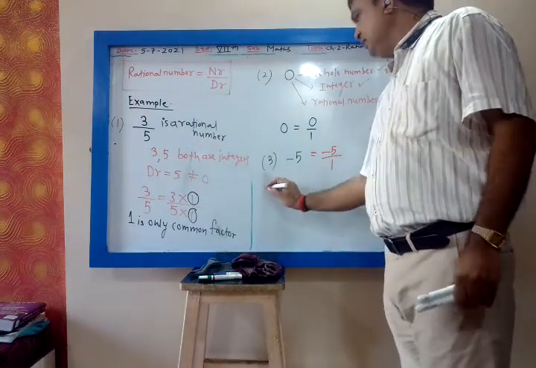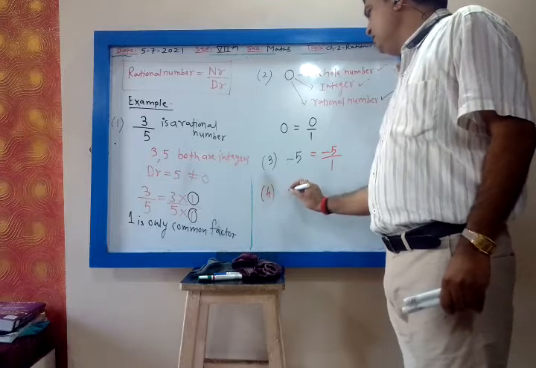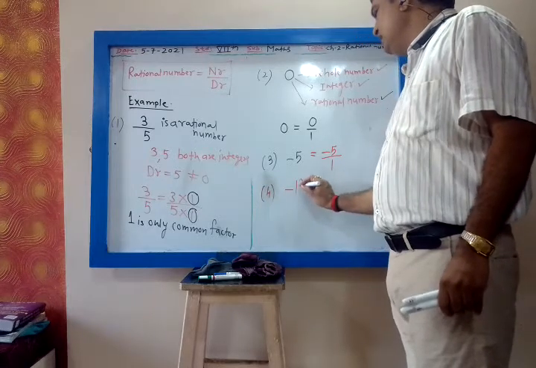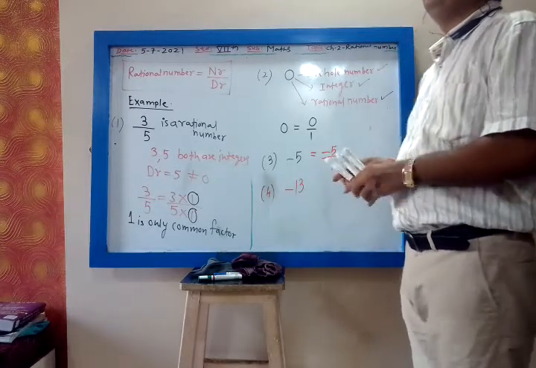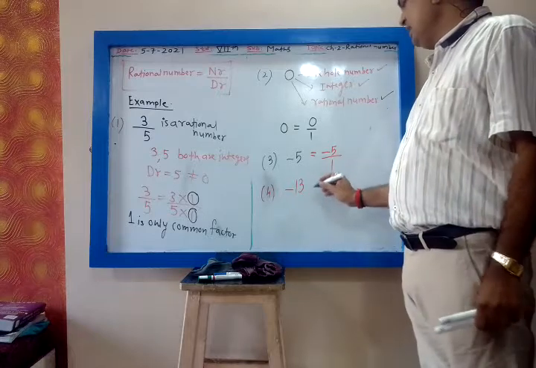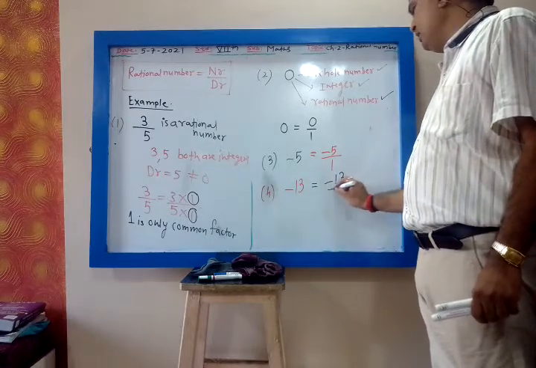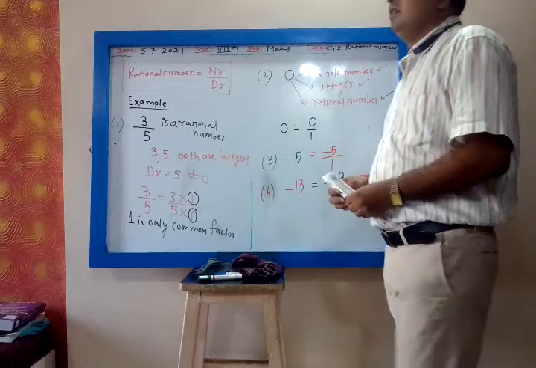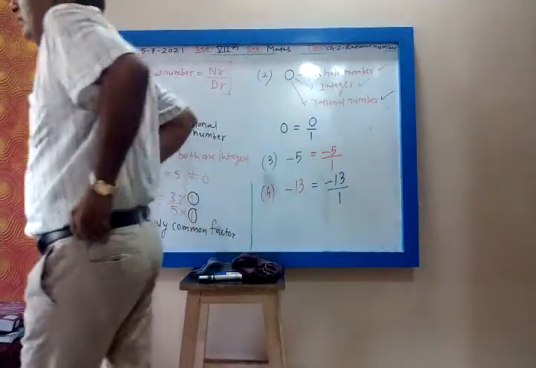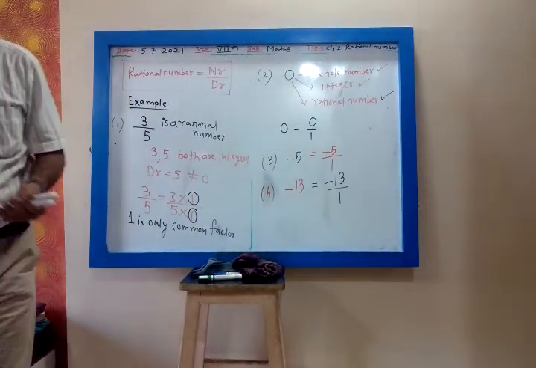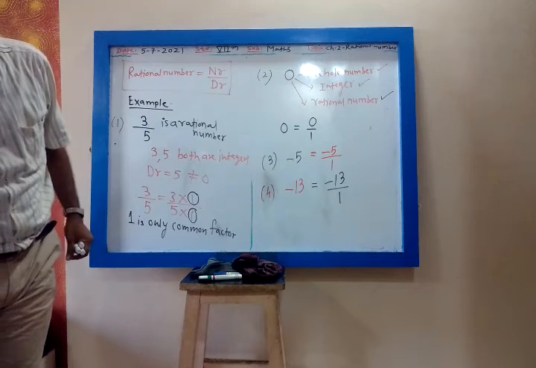Now let us take whether minus 13 is a rational number. Minus 13 is a rational number, because minus 13 I can write minus 13 upon 1. So minus 13 is also a rational number.